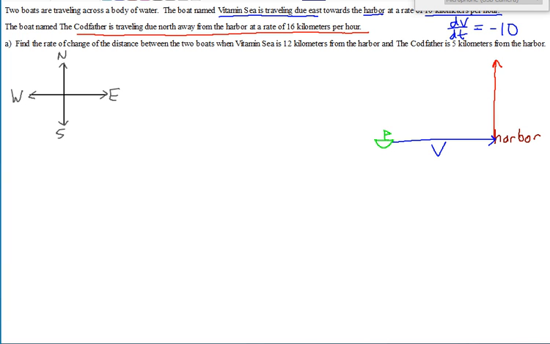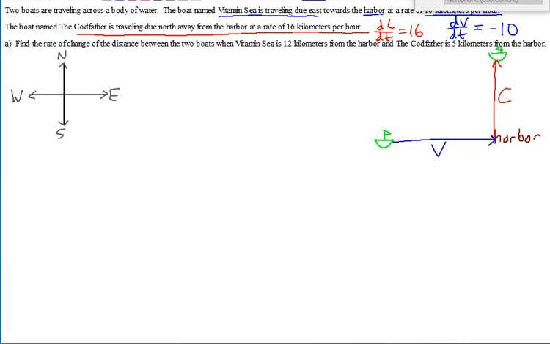So the Codfather is traveling due north, it says, away from the harbor at a rate of 16 kilometers per hour. So here's the Codfather boat here. I'll just use capital C to remind myself which boat that is. And notice, since it's moving north, away from the harbor, C is getting larger. So dc dt would be positive 16. Notice if it had been heading south and C was getting smaller, then it would have been negative 16. So it all depends on the setup there, in terms of whether the variables are getting larger or smaller.